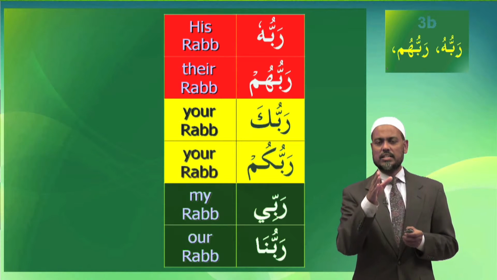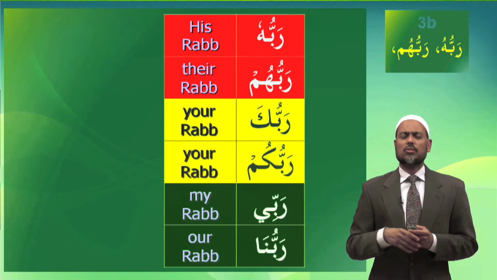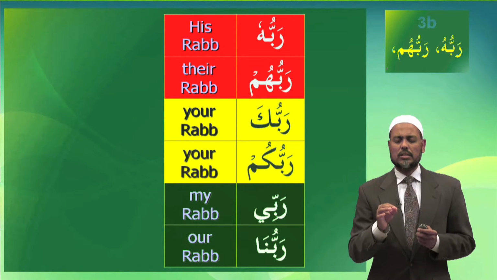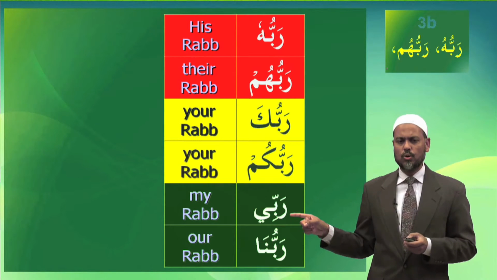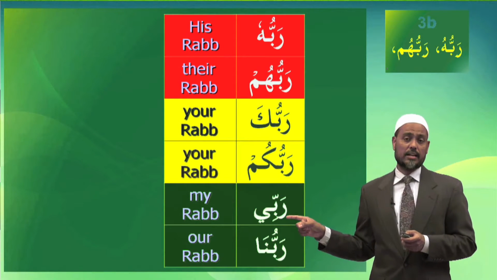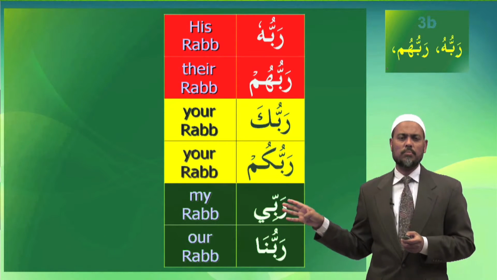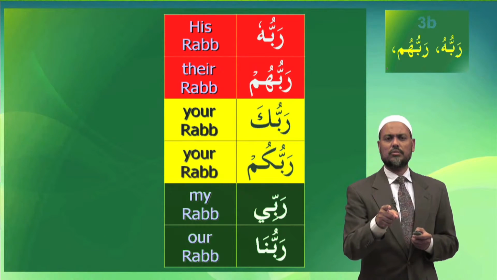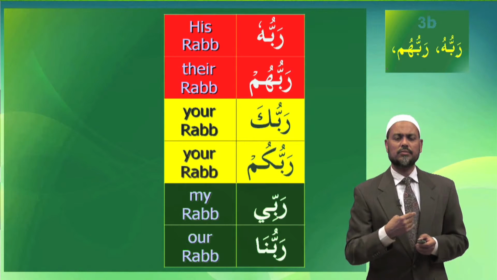So as you see, the endings define the possession. Now let us practice by you translating. Translate. Rabbuhu, his Rabb. With actions. Always use actions. Rabbuhu, his Rabb. Rabbuhum, their Rabb. Rabbuka, your Rabb. Rabbukum, your Rabb. Rabbi, my Rabb. Rabbuna, our Rabb.